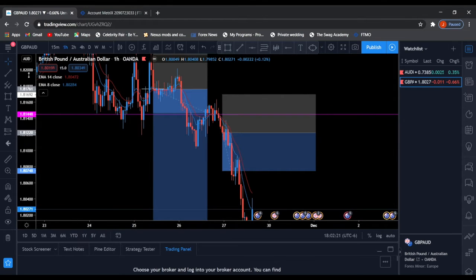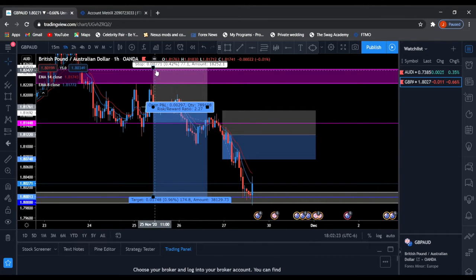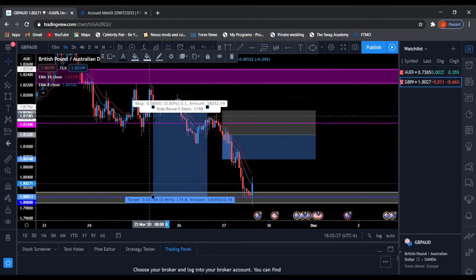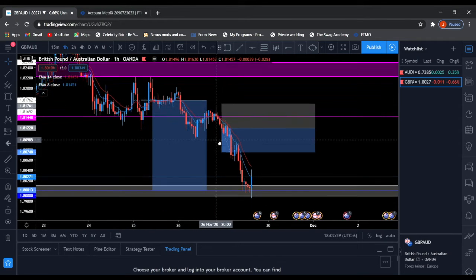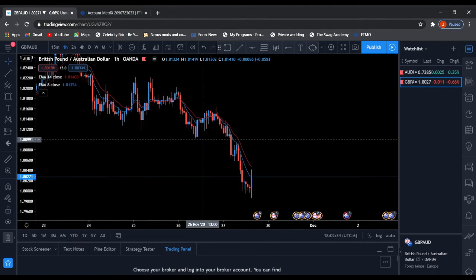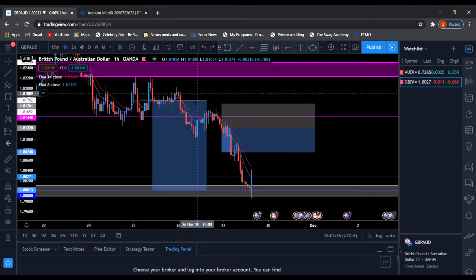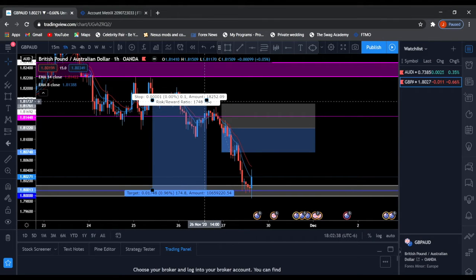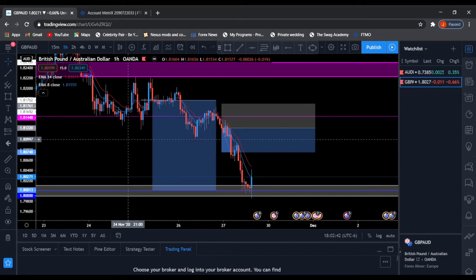And also my other trade, I moved that stop loss into profit. So basically what that means is it's a risk-free trade. No matter what happens, I can't lose the trade. Well, I can't lose any money because my stop loss is now in profit.